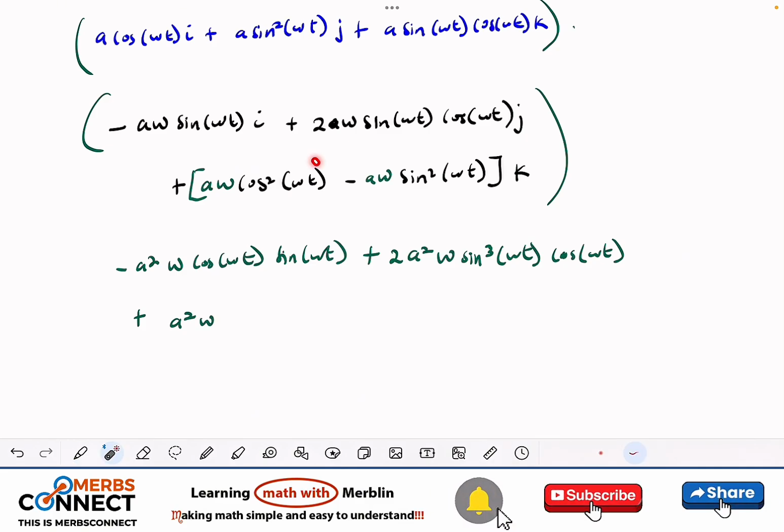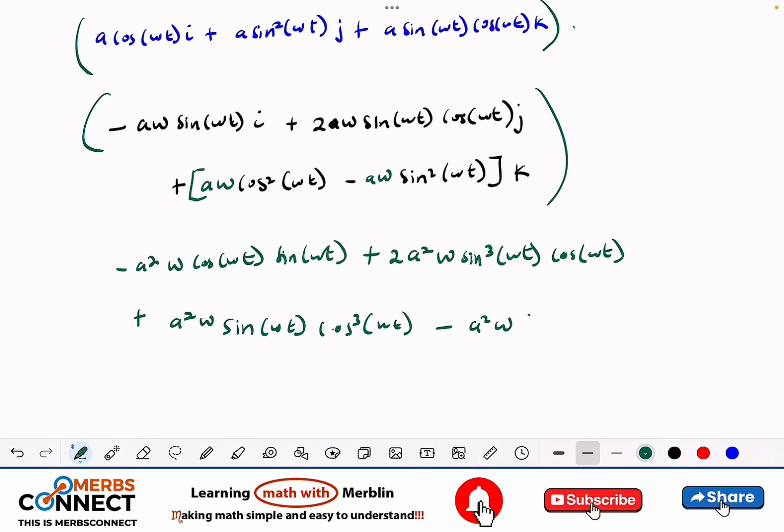Then when I multiply this to that, I'm going to have sine omega t cos to the power 3 omega t. Then minus. Then this to this is going to give us minus a squared omega sine to the power 3 omega t cos omega t. Good. So that's what we are going to get.